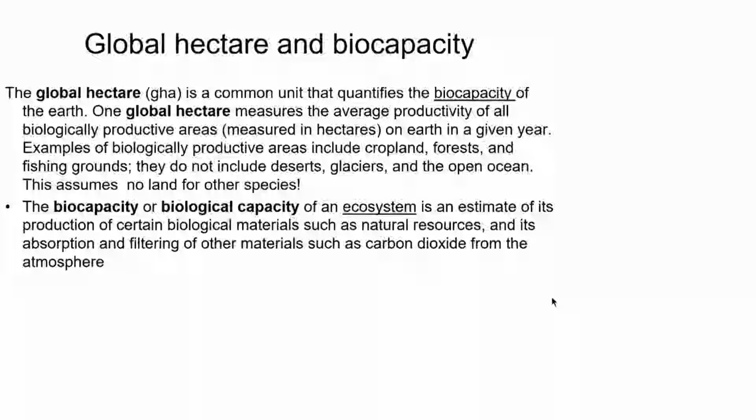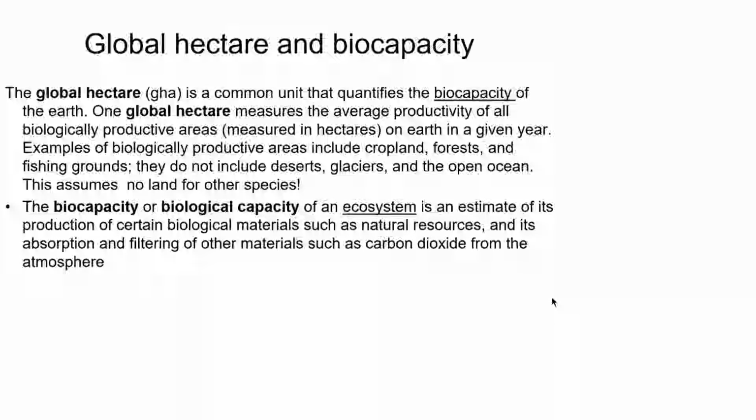Deserts are not included, glaciers and the open ocean are not included in the calculation of this global hectare. So, the remaining available land that has plant mass and other life forms which can absorb the carbon dioxide and also provide some natural resources is only considered in the calculation of this global hectare. This calculation also assumes that there is no other species, that we are the only consumers of all the resources that earth is producing, which is not a correct estimation.